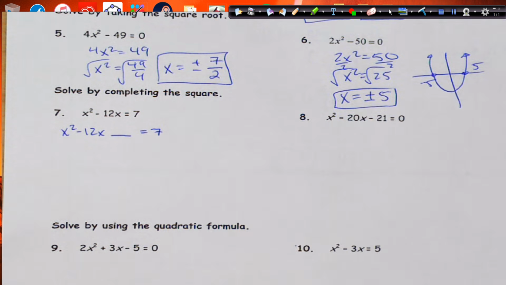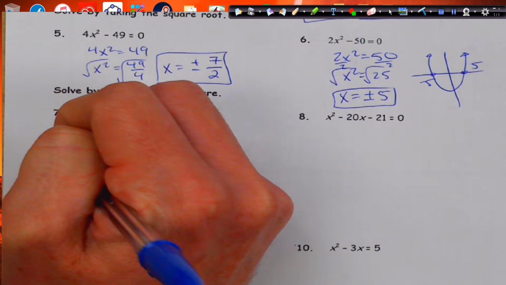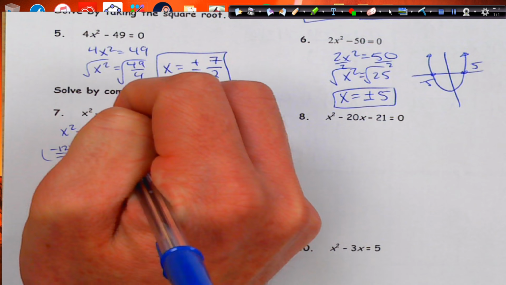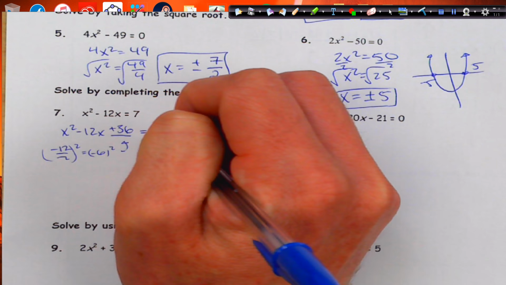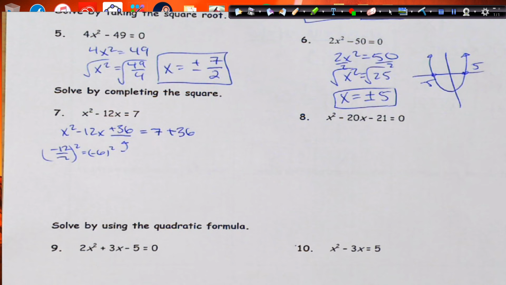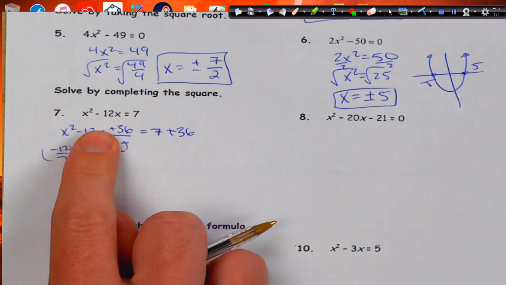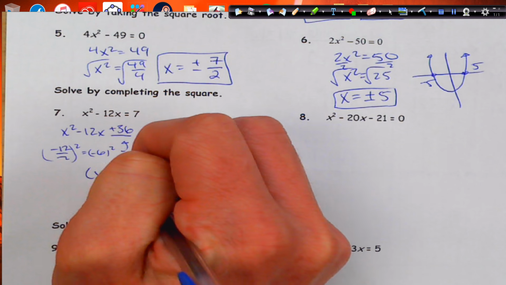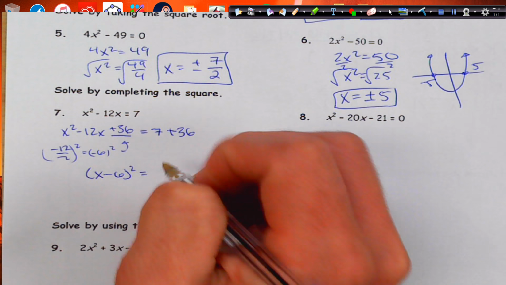And let's go ahead and solve. So we're going to do negative 12 divided by 2 squared. That's going to be negative 6 squared, which is positive 36. Add it to both sides. Okay, and then this, what times 36 adds to negative 12? That's going to be x minus 6 squared equals, that's going to add up to 43.